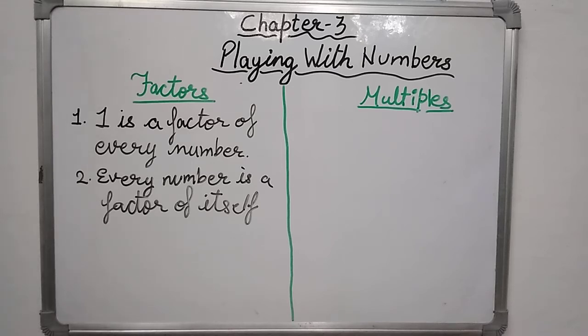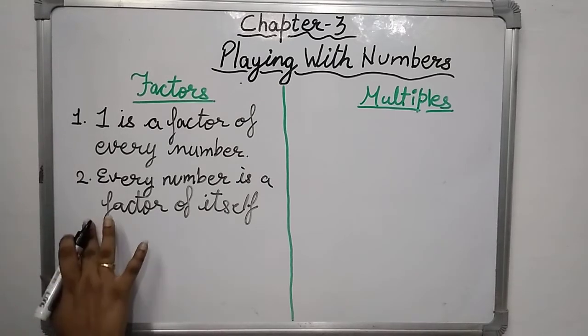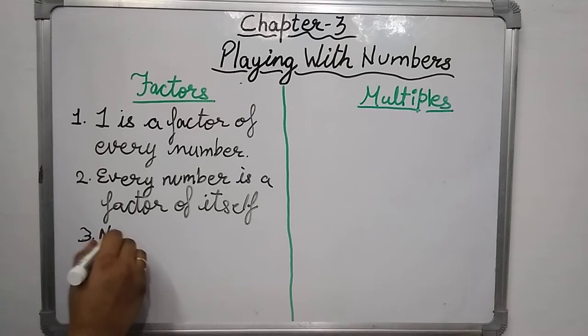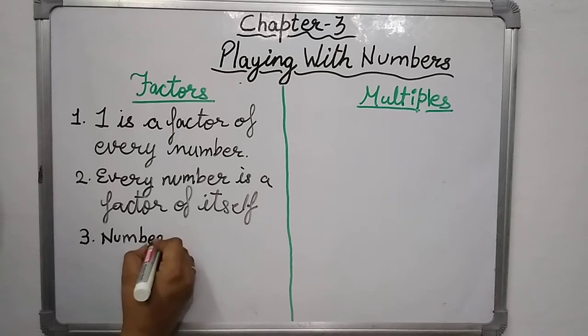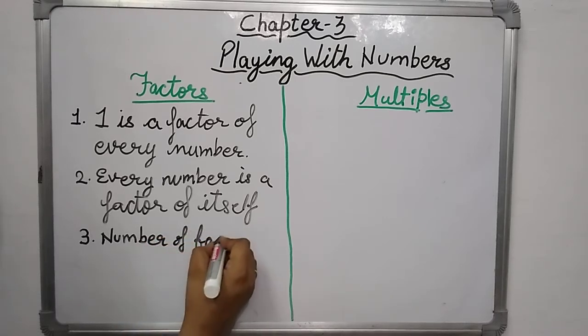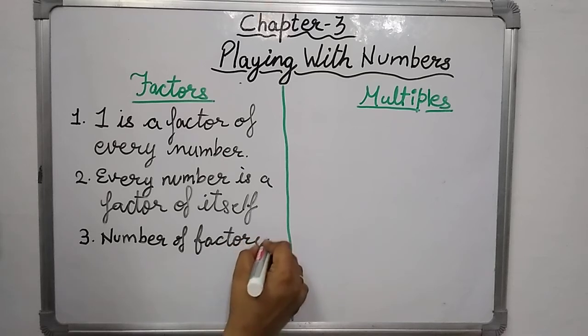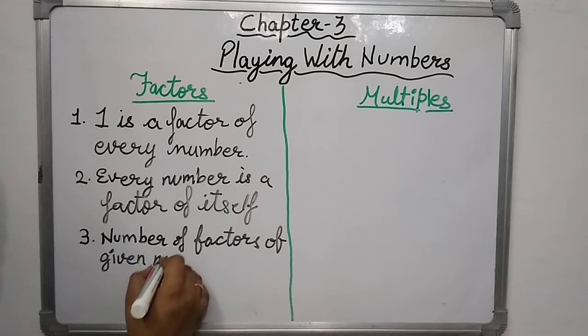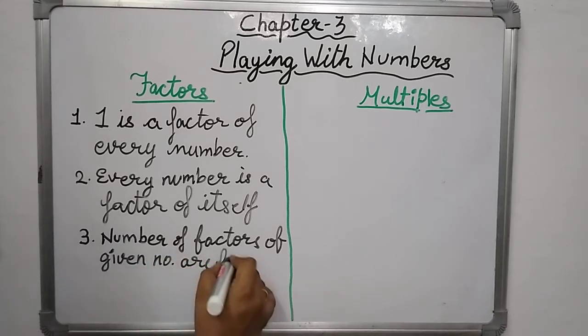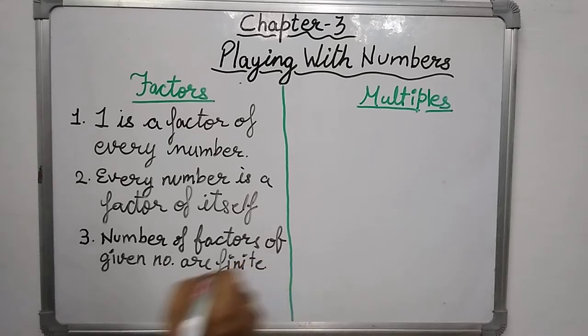Next fact is, number of factors of any given number are finite. Finite means fixed or which can be counted. So factors of any number are always finite.